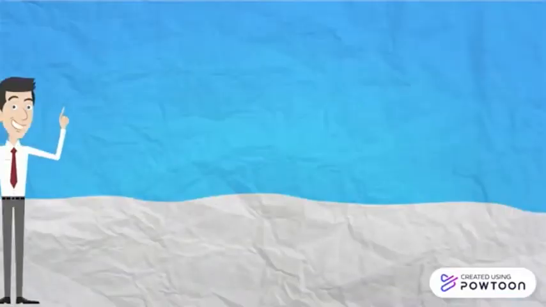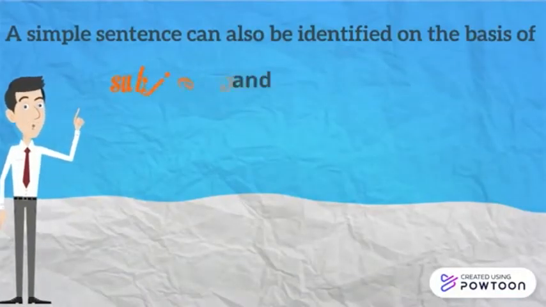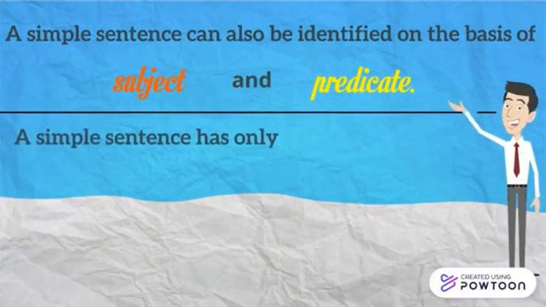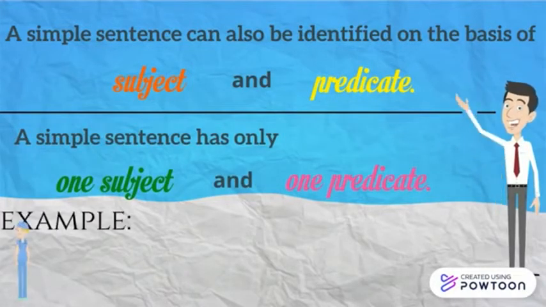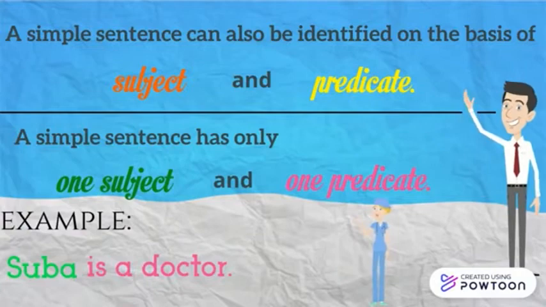A simple sentence can also be identified on the basis of subject and predicate. A simple sentence has only one subject and one predicate. Example, Subha is a doctor. In this sentence, Subha is the subject and is a doctor is the predicate.